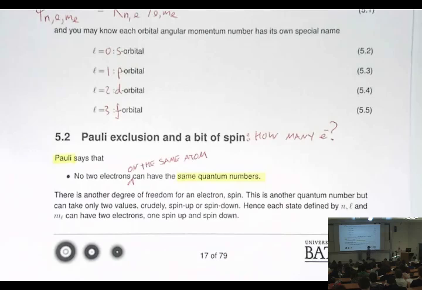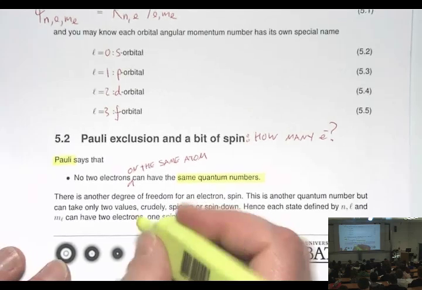No 2 electrons in the same atom can have the same quantum numbers. So we're labeling them with n, l, and m sub l. That might mean that we can only fit 1 electron in n equals 1, l equals 0, m sub l equals 0, and then the next electron has to go somewhere else. But there's a degree of freedom that we haven't written down yet.